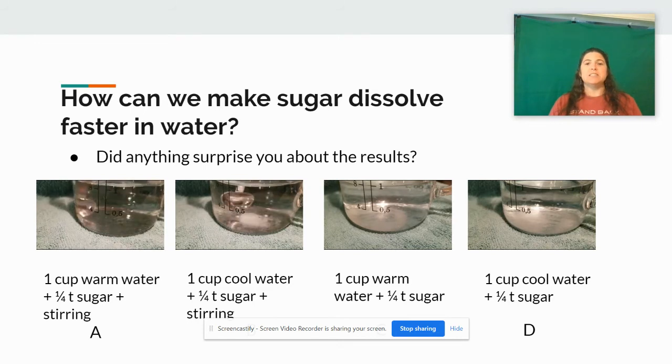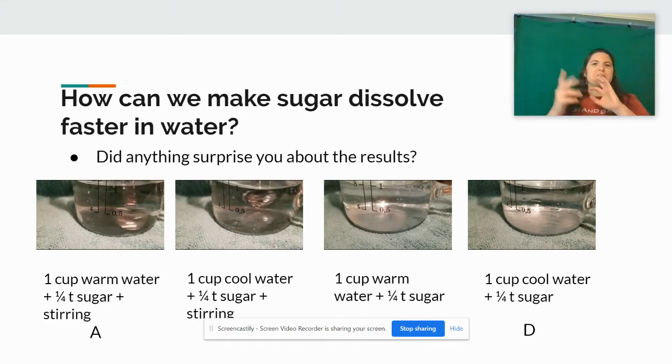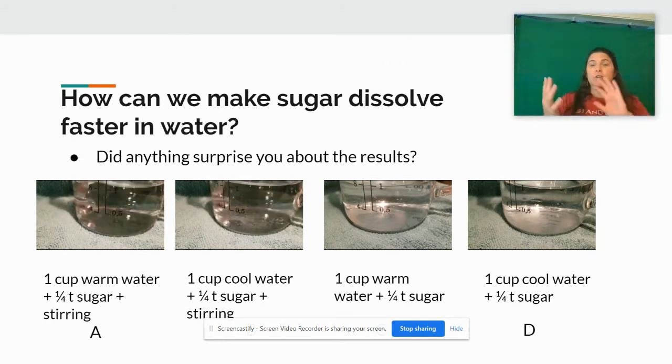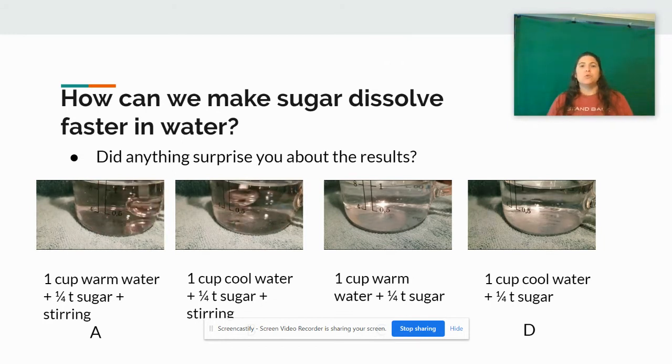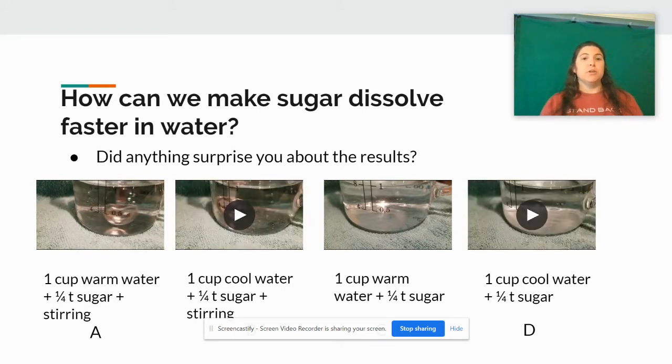As you can see, in the time that it took me to talk about this, the warm water being stirred has already completely dissolved. The cool water being stirred is not far behind. And then the warm water, I don't know if you saw it, but at the beginning it was all kind of cloudy and you could actually see the particles moving around in there, almost like a little bit of a current. And then the cool water one is just kind of stuck. It's a little bit dissolved. It's going away really, really slowly if you watch it, but it doesn't really appear to be going away very quickly.